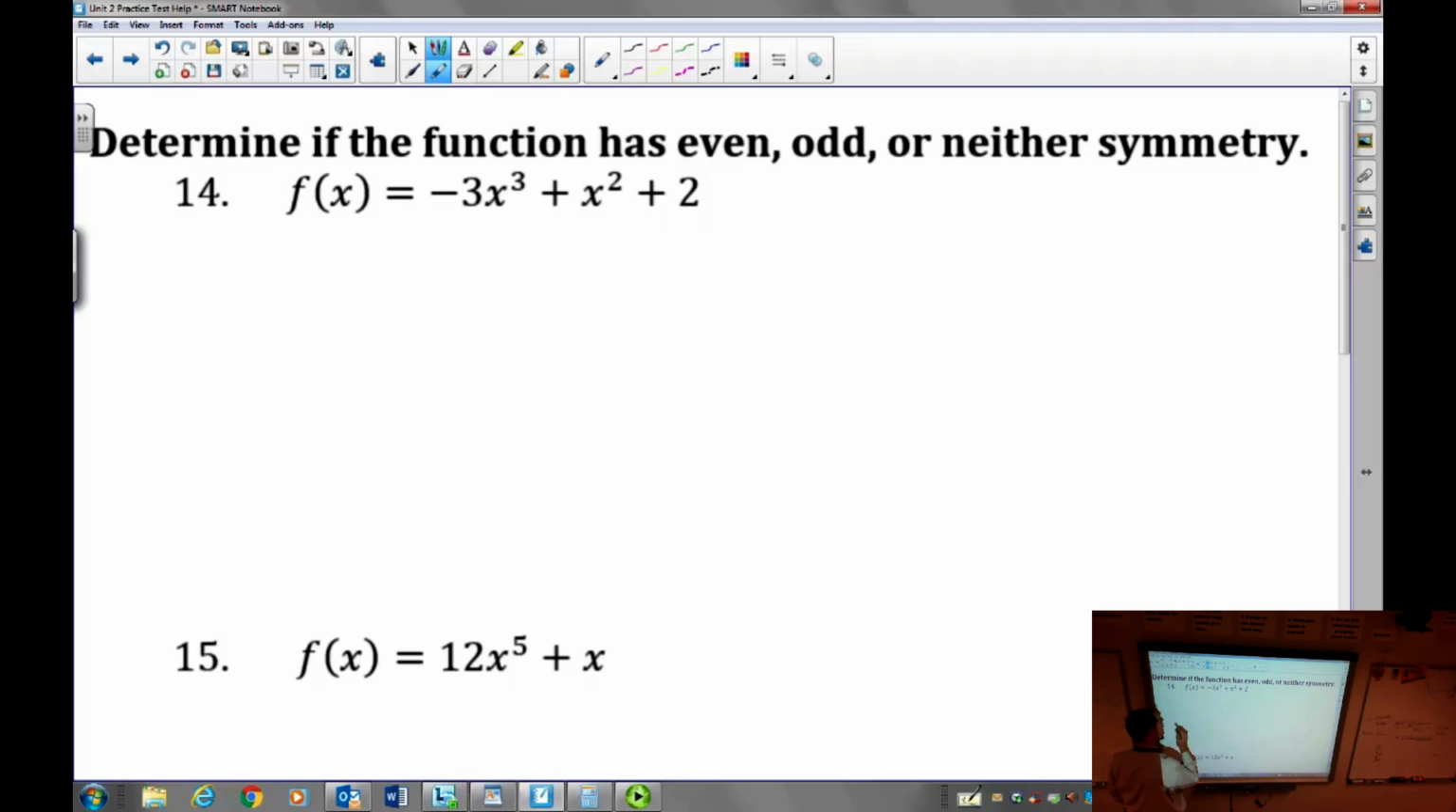Let's see here. So everywhere we see an x to find if it's odd, even, or neither. So this is a function now, not a degree. This is different. Yeah, degree would be something completely different. So not degree. All right, excellent.